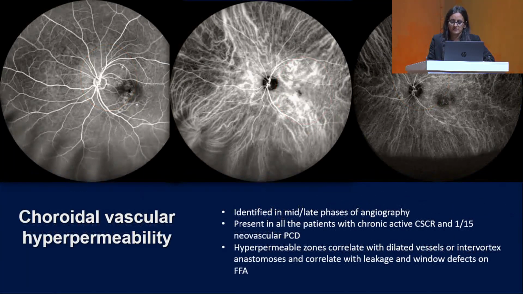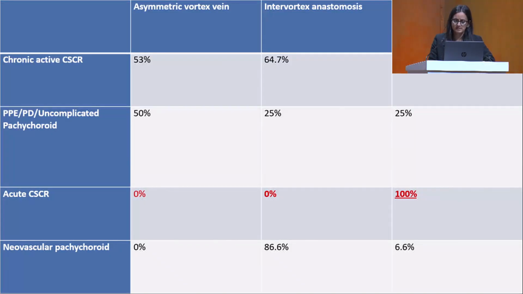Then choroidal vascular hyperpermeability was seen and identified in the mid to late phase of the angiography, which correlated with the dilated vessels or intervortex anastomosis, and correlated also with the leakage and the window defects on FFA. So this is the table showing that CVH was seen in almost all cases of chronic as well as acute CSCR, with vascular remodeling seen more in the chronic active cases, and neovascular pachychoroid disease mostly had patients with intervortex anastomosis.